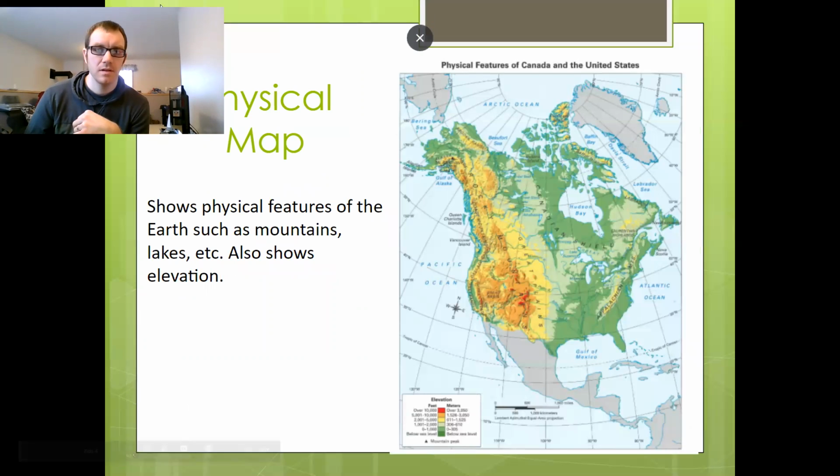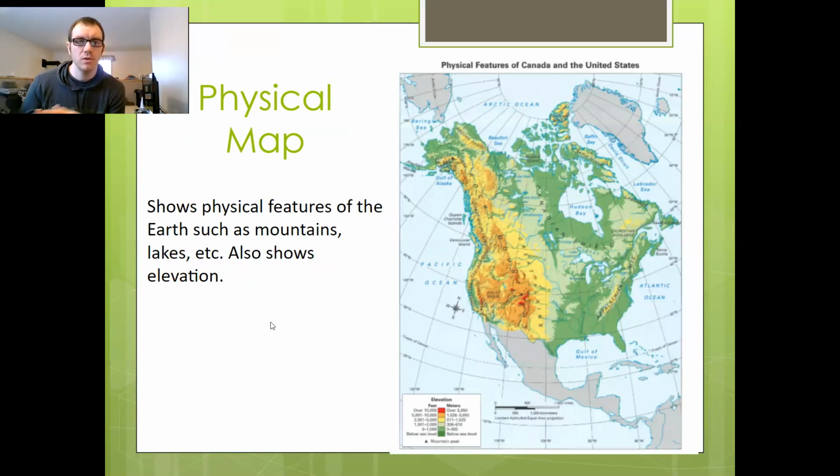Our next type, let me move myself here a little bit, is physical, okay? And these show you a lot of physical features of the Earth, such as mountains, lakes, all those kinds of things. A lot of times you can see elevation and those things as well.